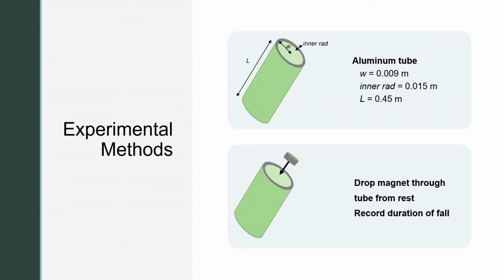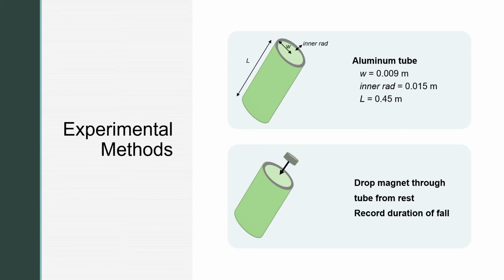Okay, so the first thing we did was we had an aluminum tube and we physically dropped a magnet into it. The aluminum tube was 0.015 meters wide, and the length of the tube was like 0.45 meters. We taped this tube to the wall and dropped a magnet through it from rest, and then we recorded the duration that the magnet was falling through the tube.